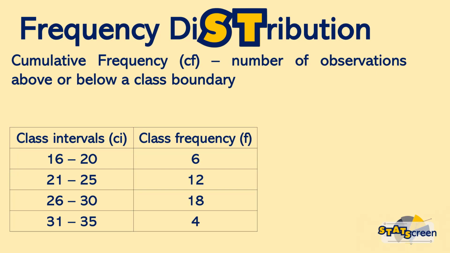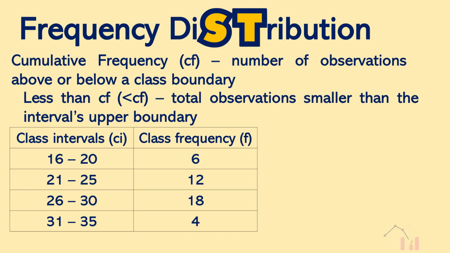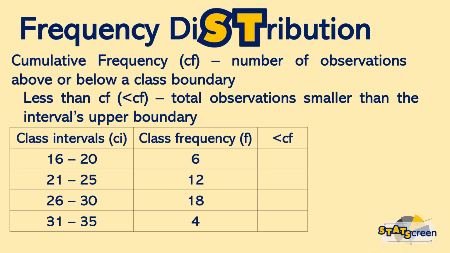The first cumulative frequency that you could add is the less than cumulative frequency. It's defined as the total observations smaller or lesser than the interval's upper class boundary. Don't worry about the confusing definition. We'll have an example for this. And let's try to represent that here. The less than cumulative frequency is again related to your upper class boundary.